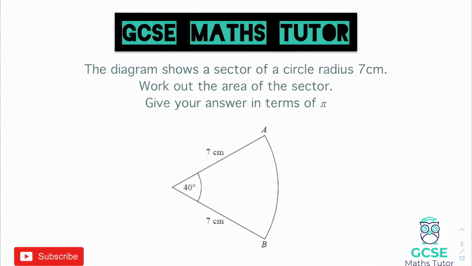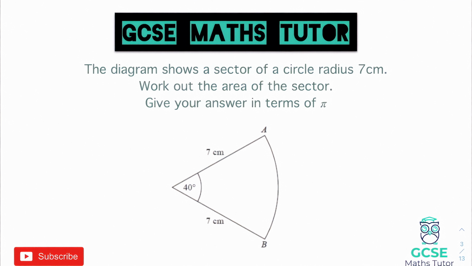Okay, so when we're looking at the area of a sector, and particularly when we're doing it in terms of pi, some of these questions can be easier, sometimes they can be slightly harder, but this one is sort of in the middle. So it says here that the diagram shows a sector of a circle radius 7. Work out the area of the sector and give your answer in terms of pi. So all we're going to do is do the working out as we would when we were using a calculator, but we're just not going to actually type it in.